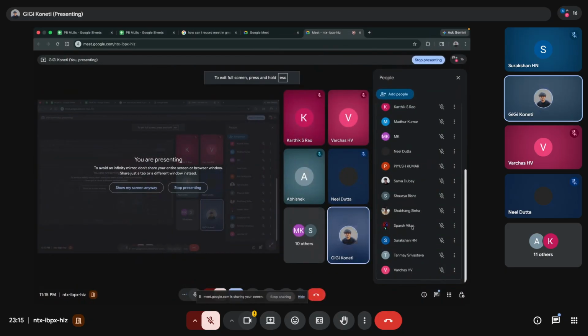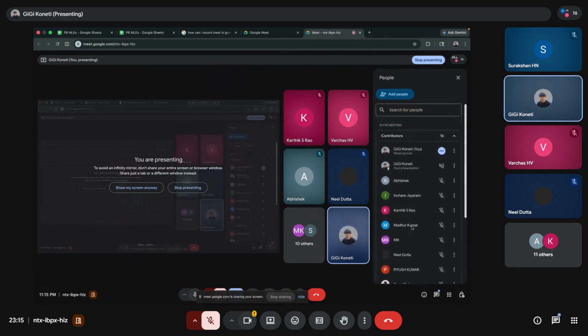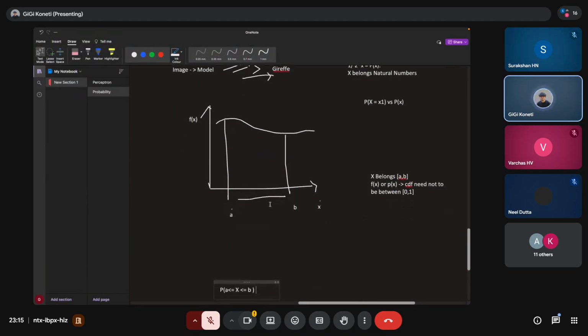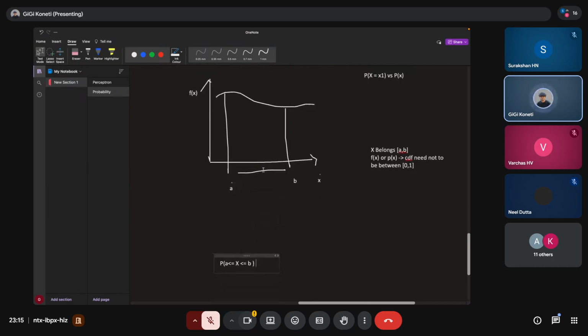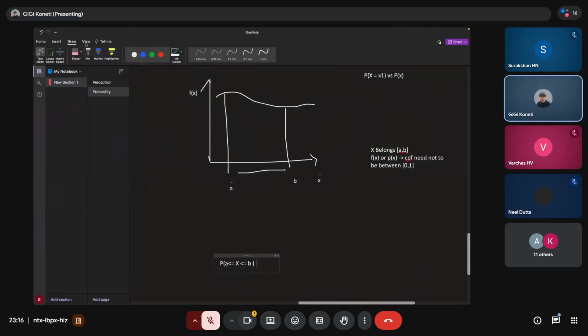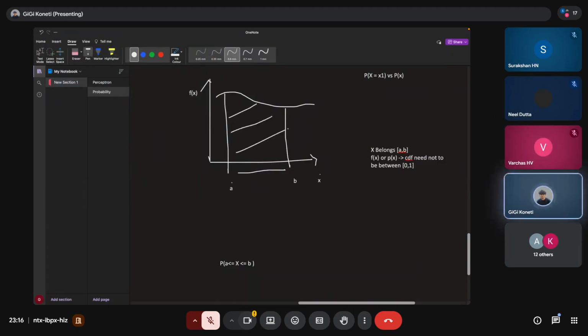In this graph, what is the probability of x which is bounded inside a comma b? So x is inside a comma b. That is the range for x. And what will be the probability of x? That is this specific area. So this specific area gives you the probability.